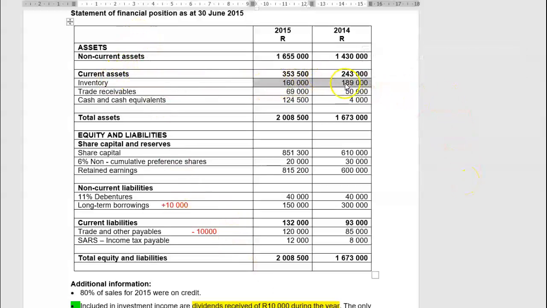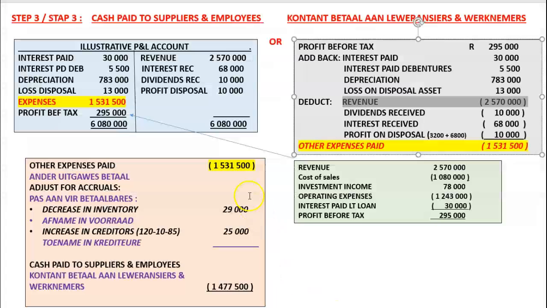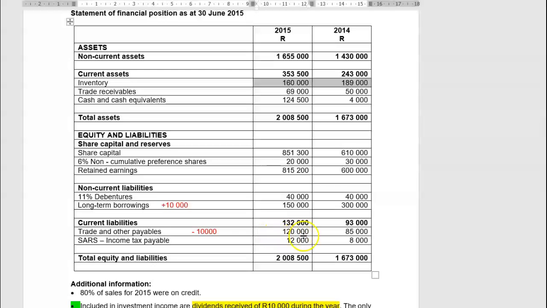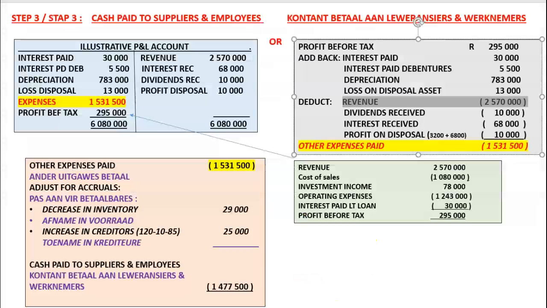So there was a decrease in inventory, and that represents an increase in cash, 29,000 Rand. Then trade payables. Now remember, included in the 120,000 was 10,000, which was the short-term portion of the long-term loan. So we cannot work with 120,000, we will work with 110,000 as opposed to 85,000. So our trade creditors increased from 85,000 to 110,000. And that gives us an increase of 25,000, which also represents an inflow of cash. Expenses is an outflow, therefore it must be in brackets.